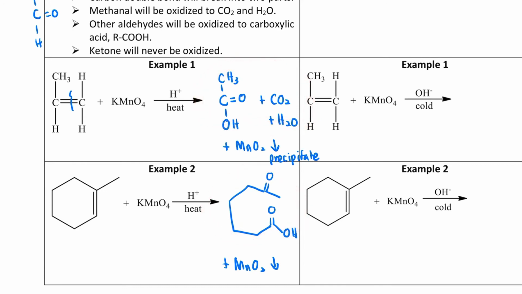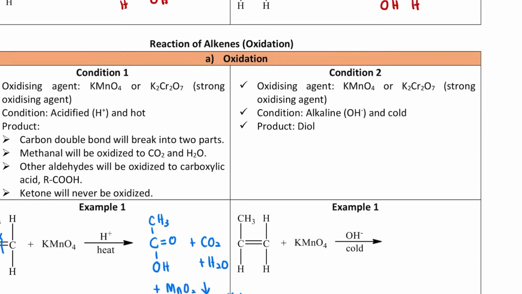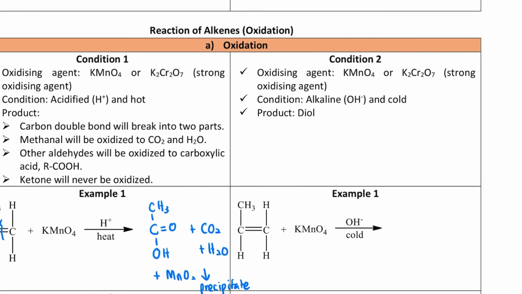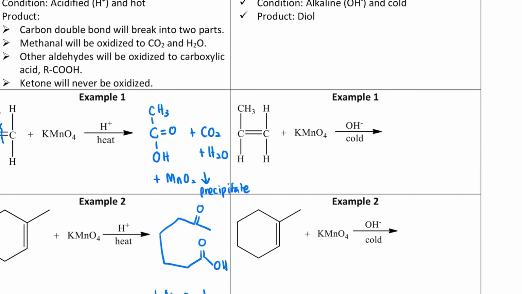Alright, so next we look at condition 2. Condition 2 is where we also use a strong oxidizing agent but in alkaline and cold conditions. So our product is a diol. Diol here means there are 2 OH groups in one compound. This one is very easy compared to the previous one, because it doesn't break both bonds of the double bond. It will just break the pi bond, one pi bond, and the other bond remains. Then you just add OH, OH. As simple as that.